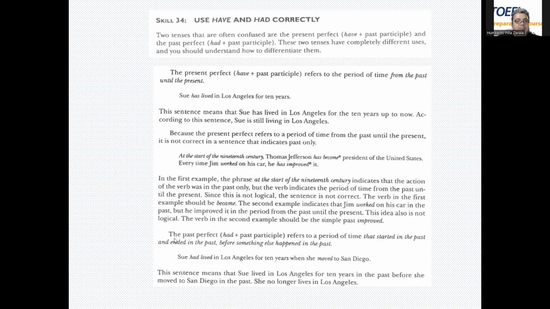Okay, that's present perfect. The past perfect, had plus past participle, refers to a period of time that started in the past and ended in the past before something else happened in the past as well. Sue had lived in Los Angeles for 10 years when she moved to San Diego. This sentence means that Sue lived in Los Angeles for 10 years in the past before she moved to San Diego, also in the past. So she no longer lives in Los Angeles.